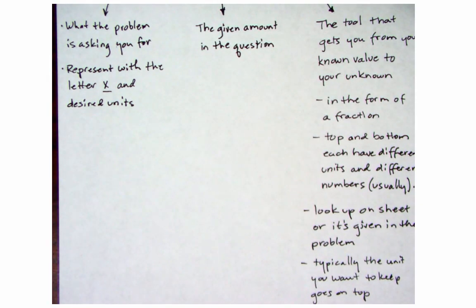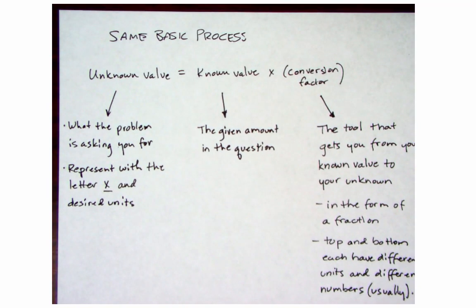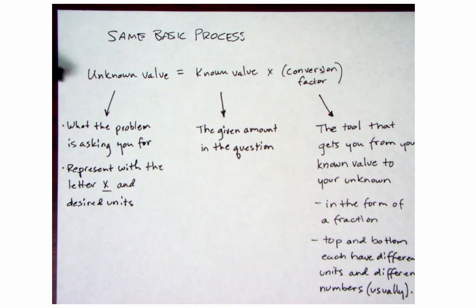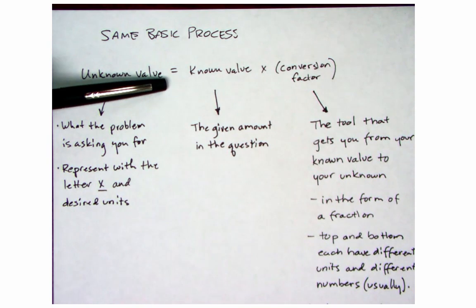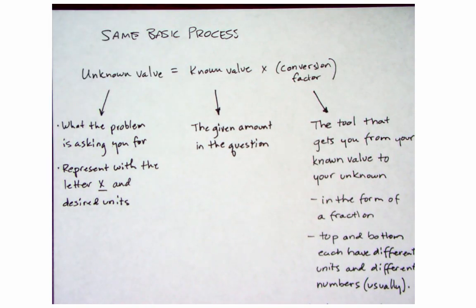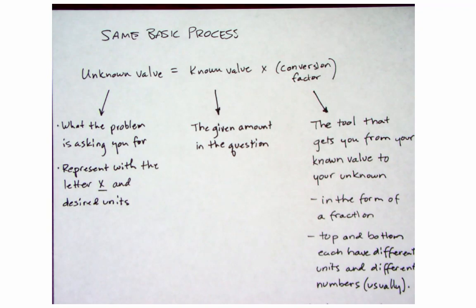And when we do dimensional analysis in science, we basically go through the same process every time. We take an unknown value. This is what the problem is asking us for, and we represent that with the letter X and the units that we're trying to find. We set that equal to what we already know. This is the known value. It's the amount that's given in the question. And then we take that known value and we multiply it times a conversion factor.